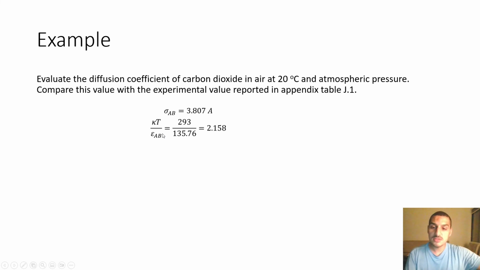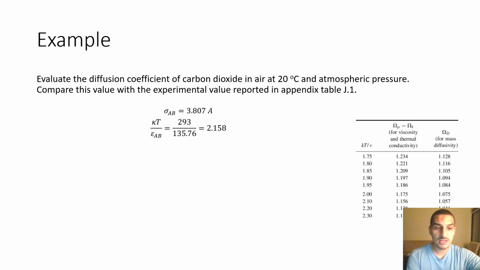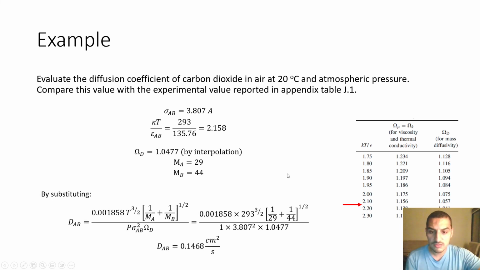The next step is to get the value of omega D, which I can get from the table, going to be somewhere here. I have 2.158, so it's between these two values. By interpolation, I can get the value of omega D, which is this. I know the molecular weights of A and B. So now I have everything: sigma AB, omega D, temperature, pressure, and molecular weight. By substitution, I can get the diffusion coefficient to be 0.1468 centimeters squared per second. So this is the result of the equation.